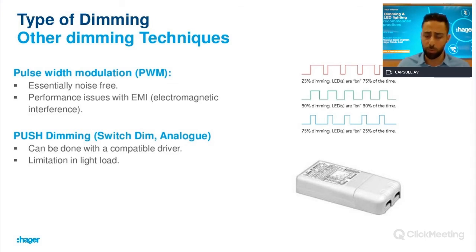Simply you connect a push button to the push terminal in the driver, as you see in this picture, and by long press and short press you will be able to control your dimmer.